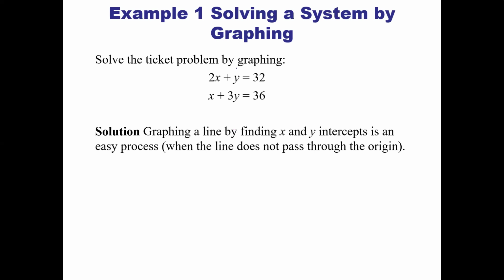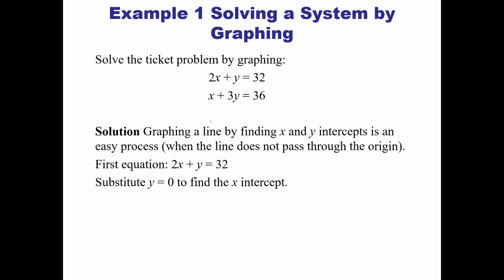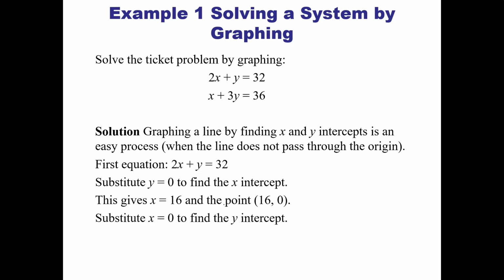But we can just say, okay, let's plug in x equals 0, solve for y, plug in y equals 0, solve for x, and then we'll get 2 points at least. Okay, so again, y equals 0, find the x-intercept. This gives us (16, 0). Then substitute x equal to 0, and we get 32. So we've got those 2 points.